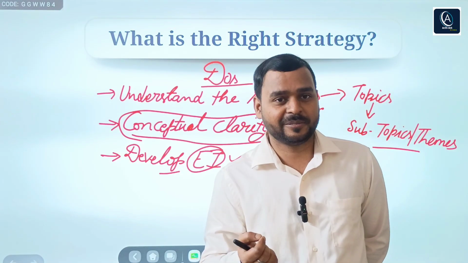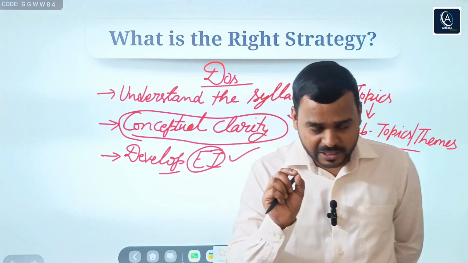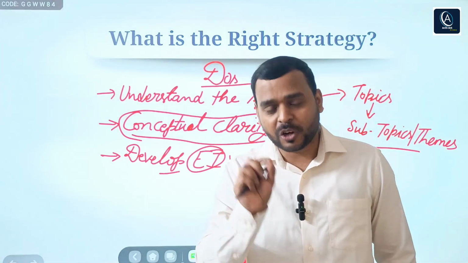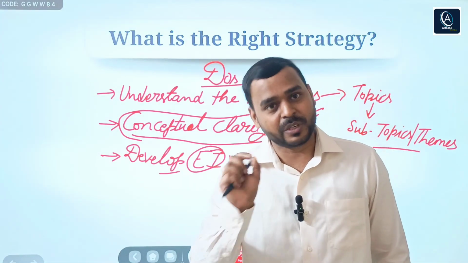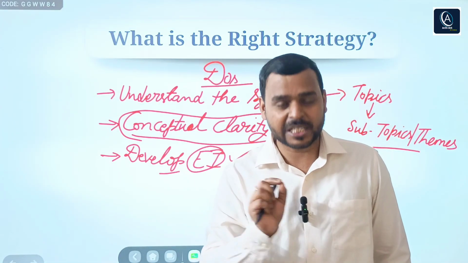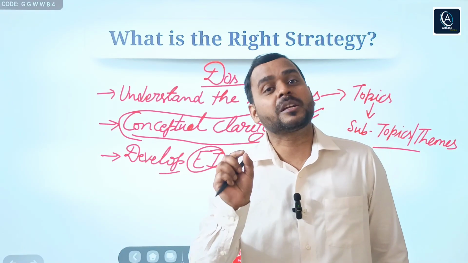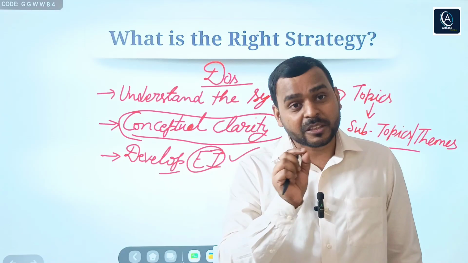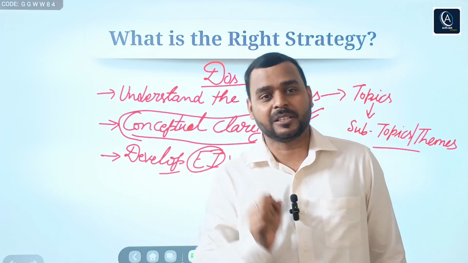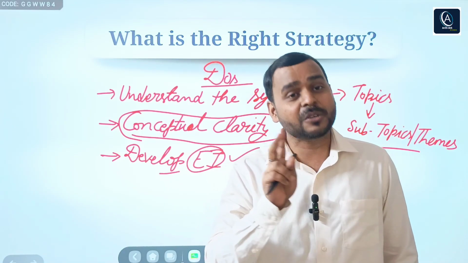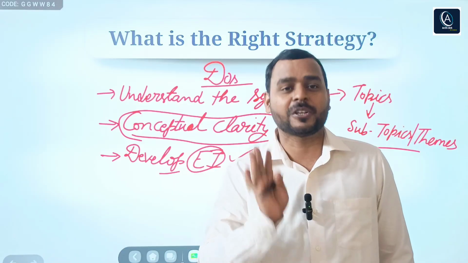For example, what is honesty? Honesty simply means when your thought, word, and action are one. For example, in Sanskrit, a shloka is there: manas ekam vachas ekam karman ekam. It means let my thought, word, and action be one. So when your thought, word, and action are one, you are honest.